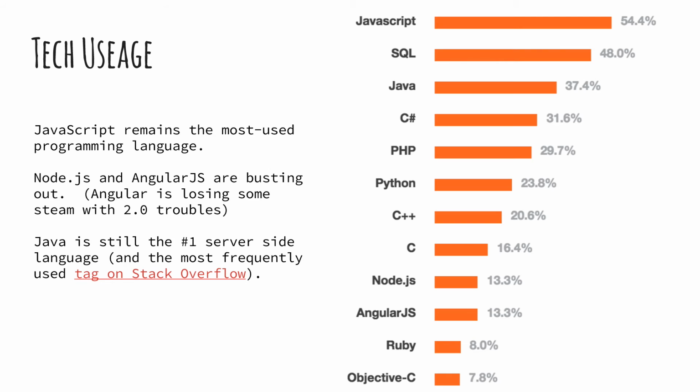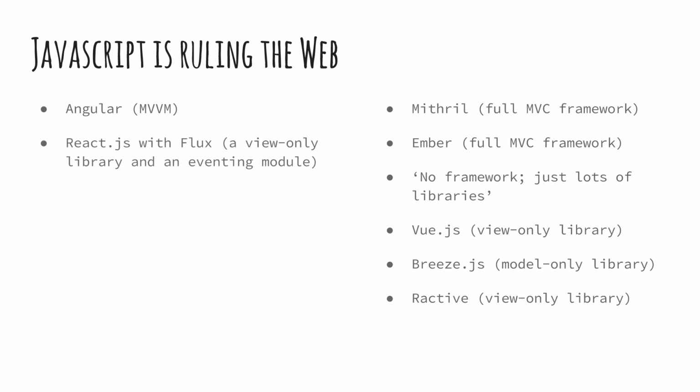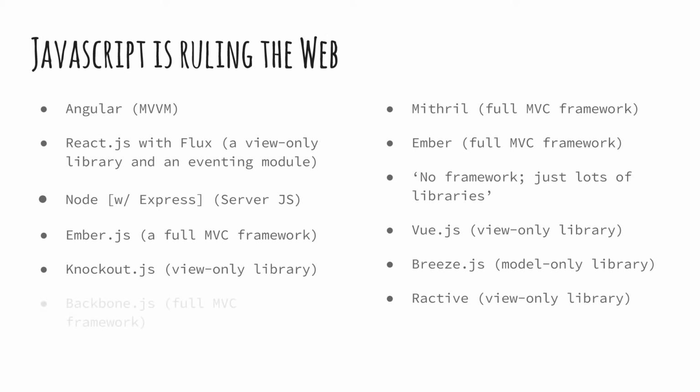Java is still number one. It is the most frequently used tag on Stack Overflow, and C's are continuing to hold strong. So I kind of messed that up a little bit, I guess, but JavaScript is ruling the web. Some JavaScript stuff: Angular, you can use React with Flux, you can use Node, Ember, Knockout, Backbone, Meteor, Mithril, no framework, you can just use a lot of libraries. Vue, Breeze, Reactive, or Ractive, whatever the hell that's called.